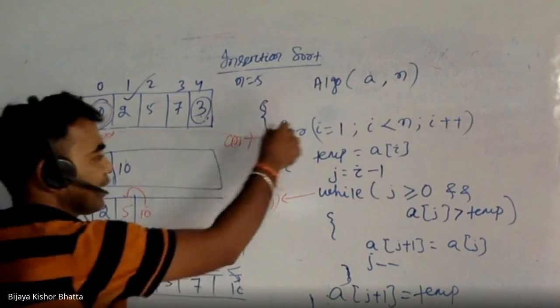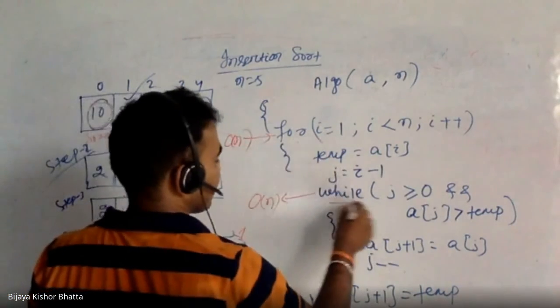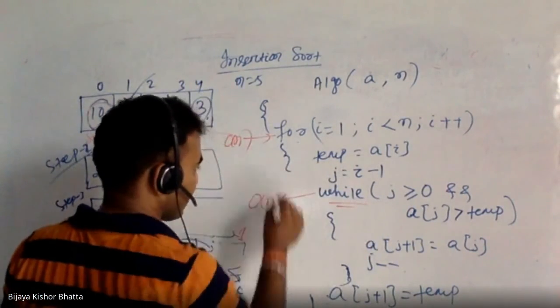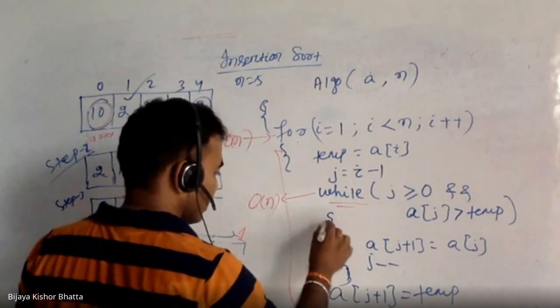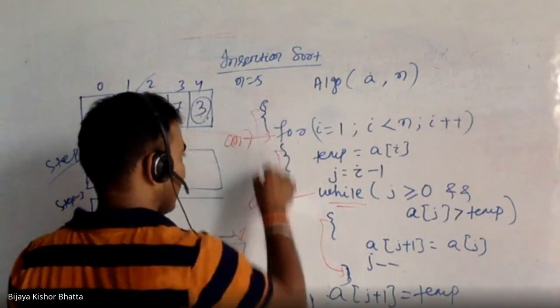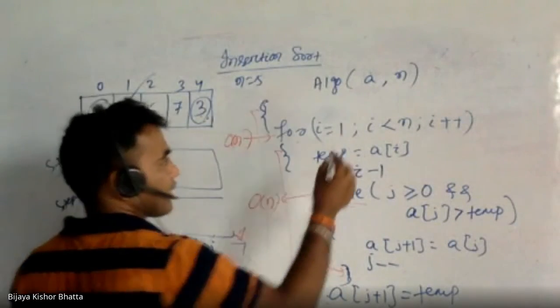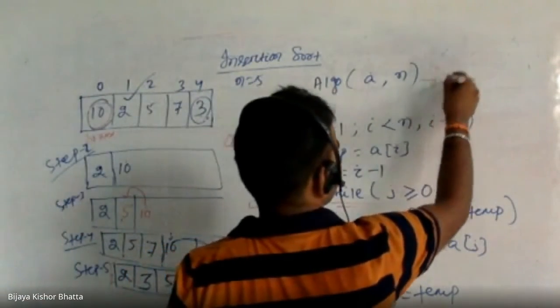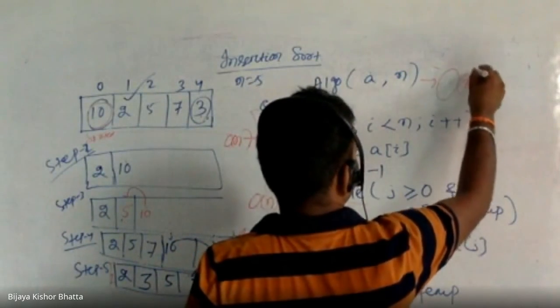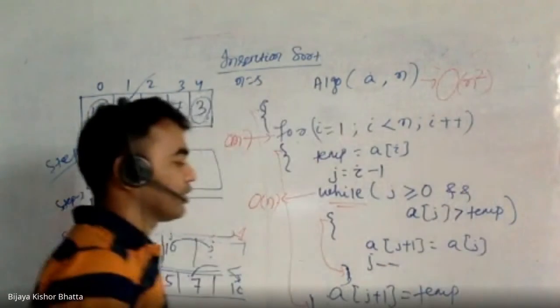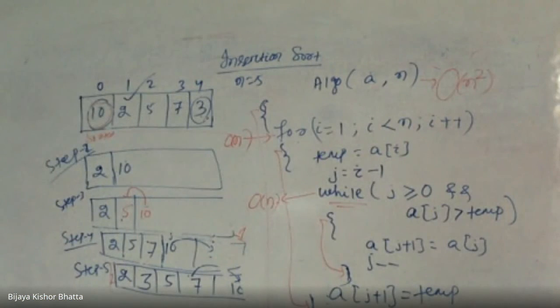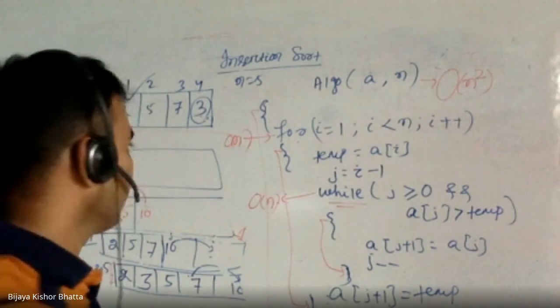So this is a nested loop, because the for loop started here and ended here, and this is the algorithm ending. Since that is order of n times order of n, the time complexity of this algorithm in the worst case is order of n square. Okay, so that's all for insertion sort.